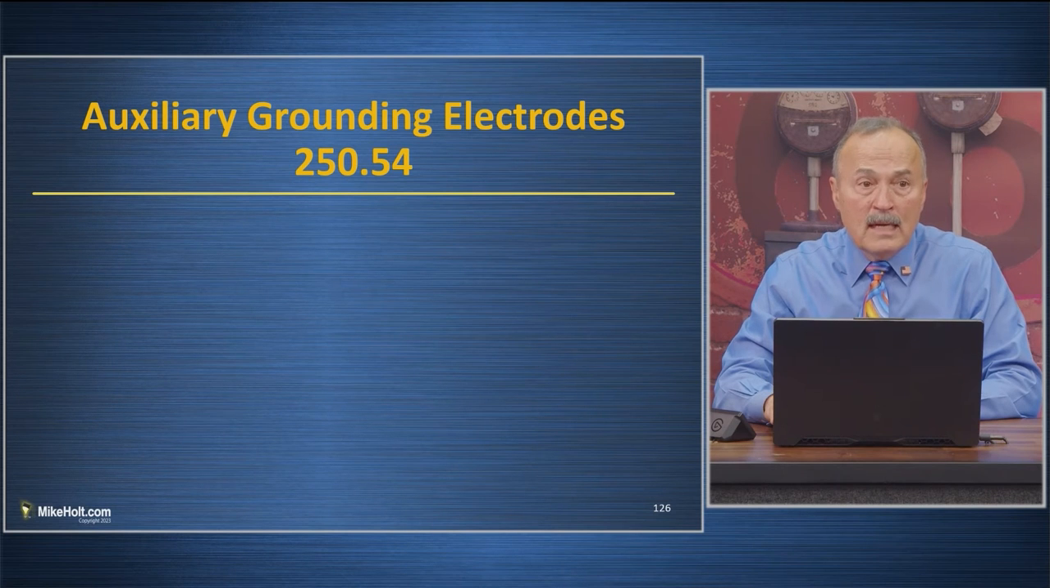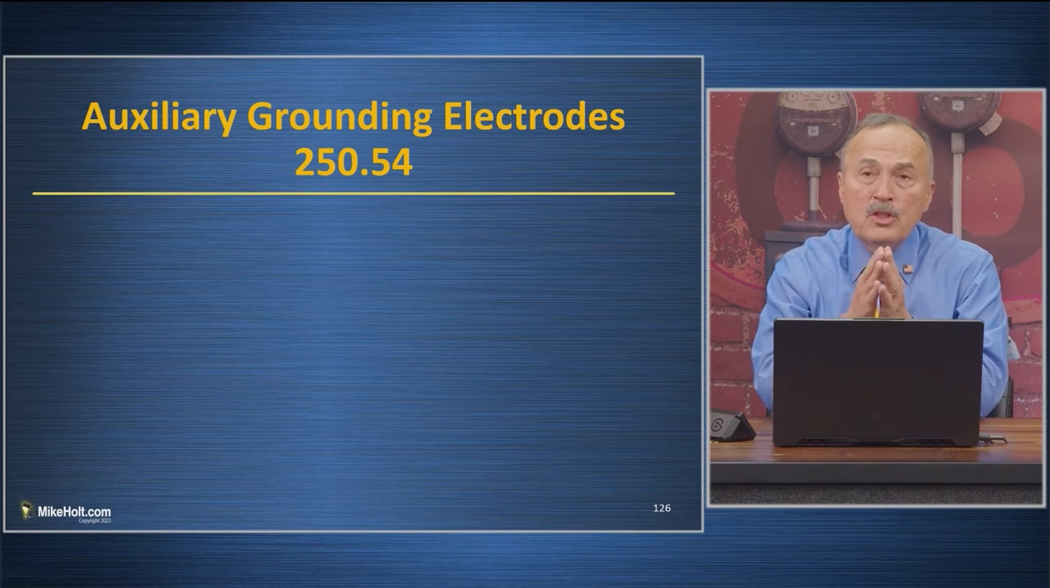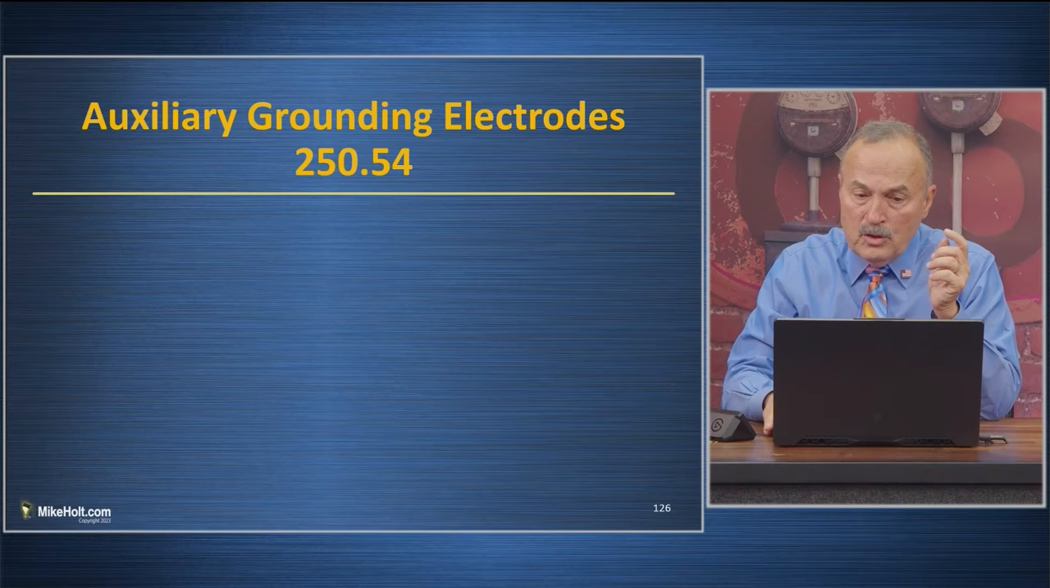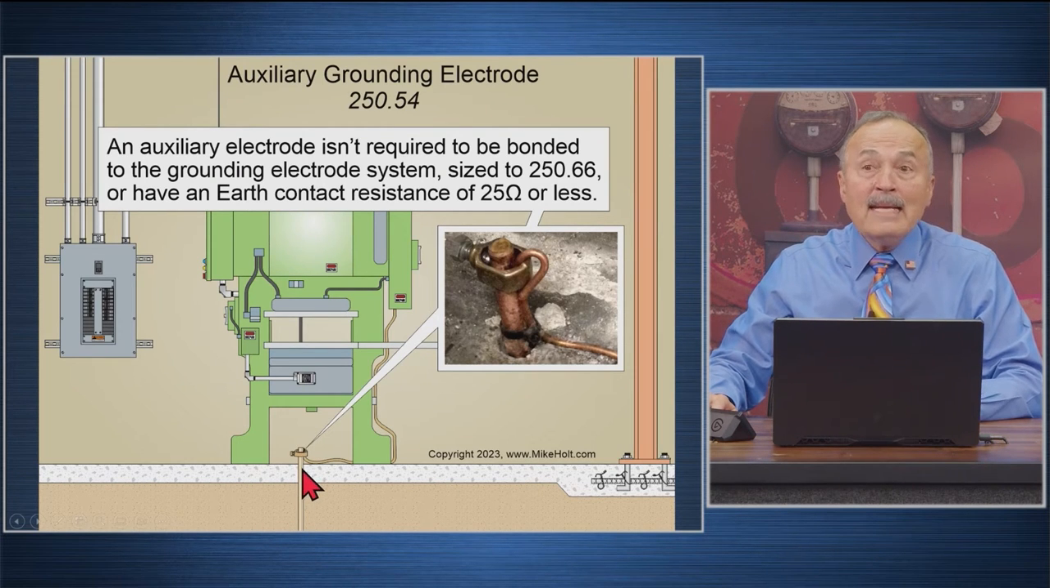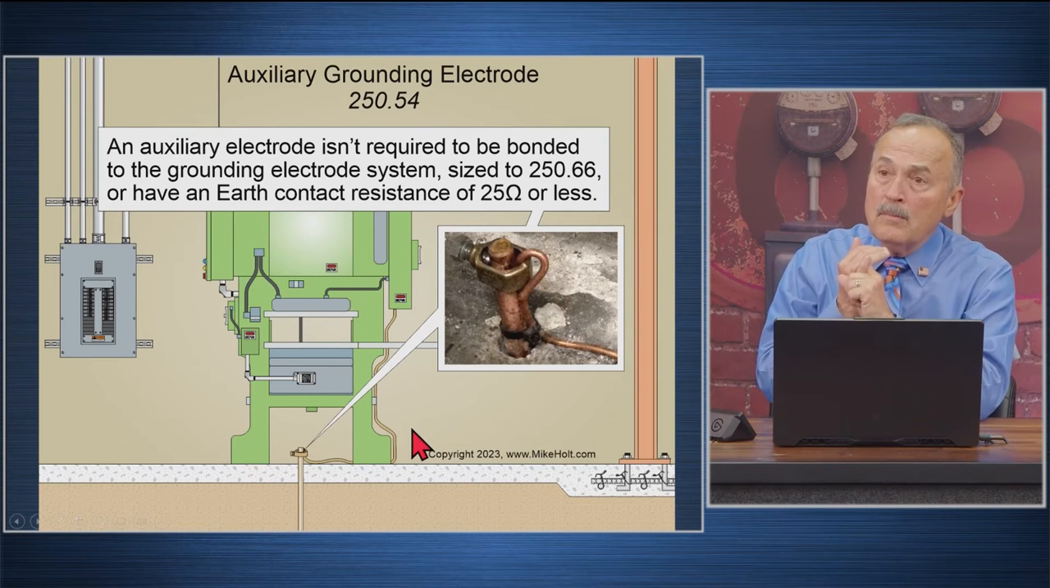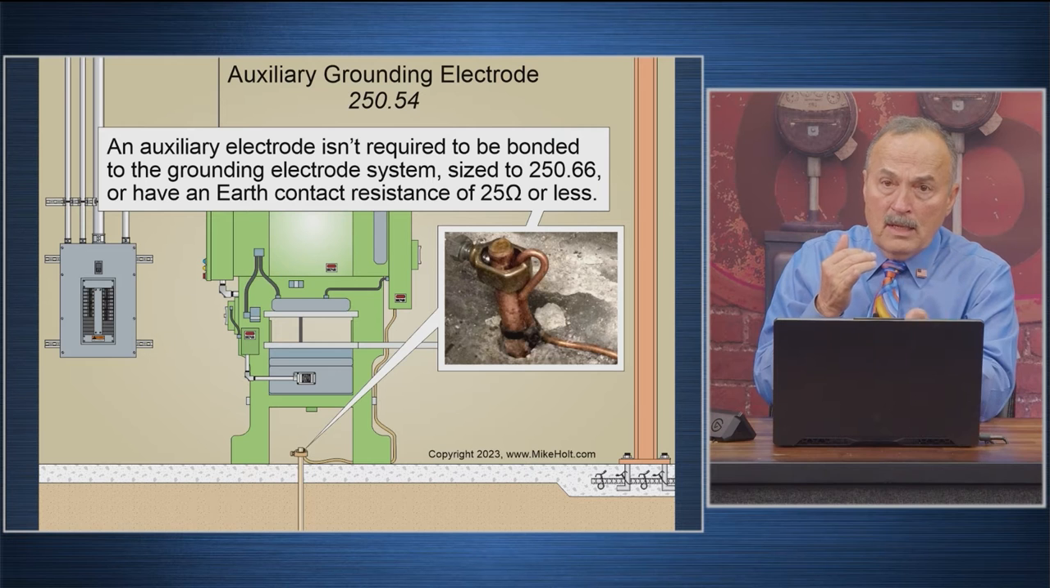Auxiliary grounding electrodes. Now, this used to be called a supplemental. Let me just show you a picture here. This is where somebody drives a ground rod that's not necessary by the code. So, John, a ground rod at a pole. Mario, maybe we can even get the picture of the pole and bring it inside here.